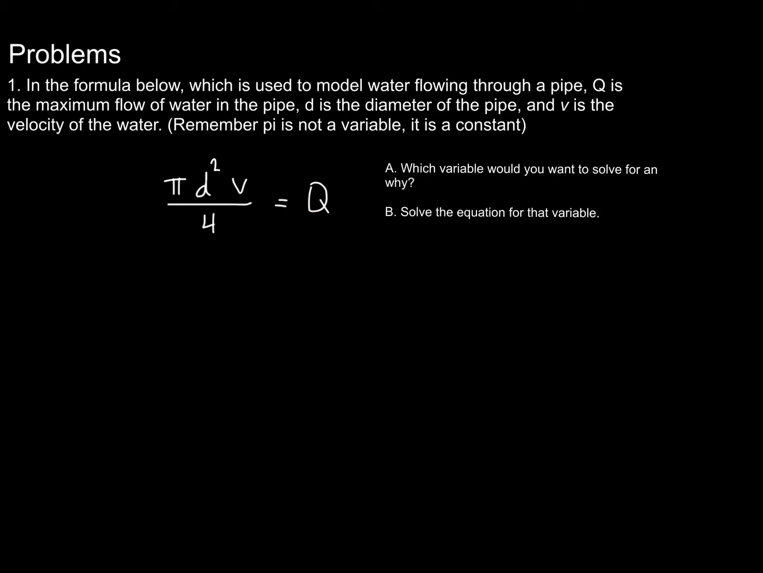Notice we've already solved for q, the maximum flow. So if we wanted to solve for the maximum flow and we knew the diameter and the velocity, we'd be in great shape. What would be another variable that you might want to solve for?